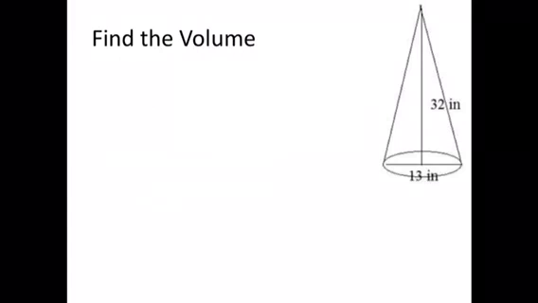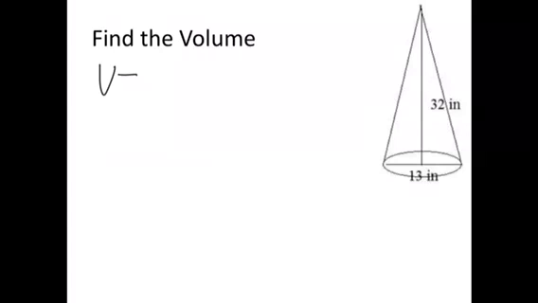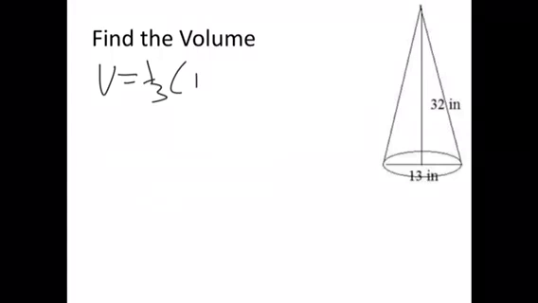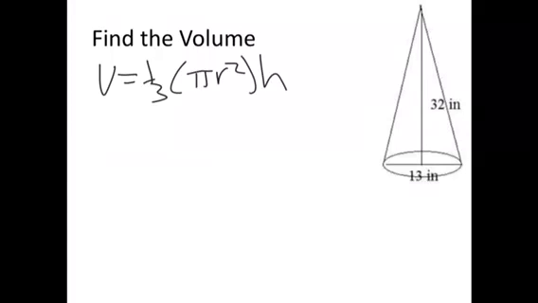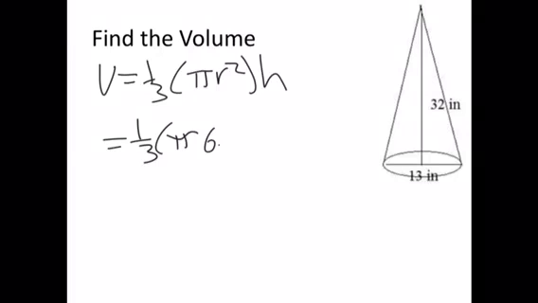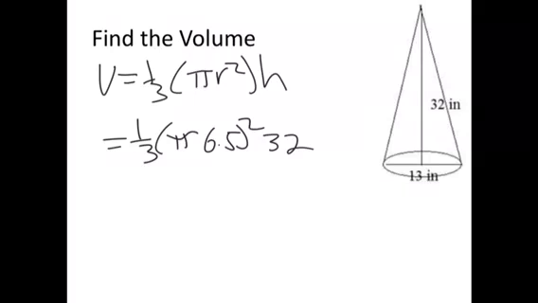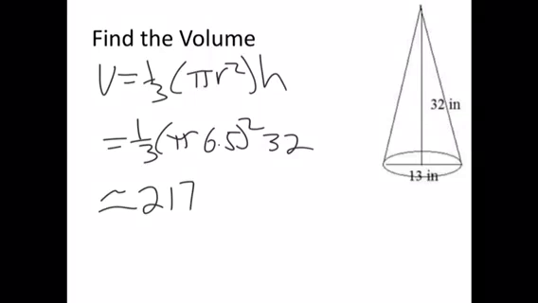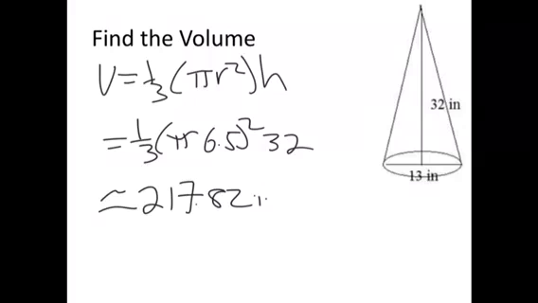For our next example, we're given the diameter, so we have to account for that. Again, our volume formula is the same. It is 1/3 times pi r squared times h, but we have to calculate what r is. Since the diameter is 13, we divide that by 2 to get 6.5. Plugging our values in, we have 1/3 times pi times 6.5 squared times the height, which is 32. When we multiply all of that together, we get our answer, which is approximately 217.82 inches cubed.